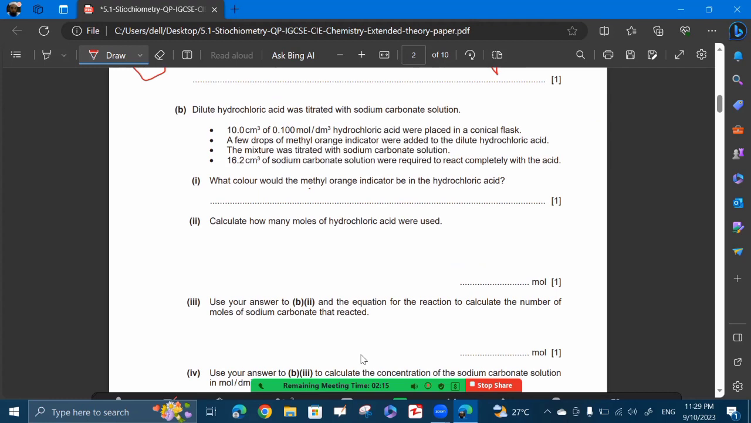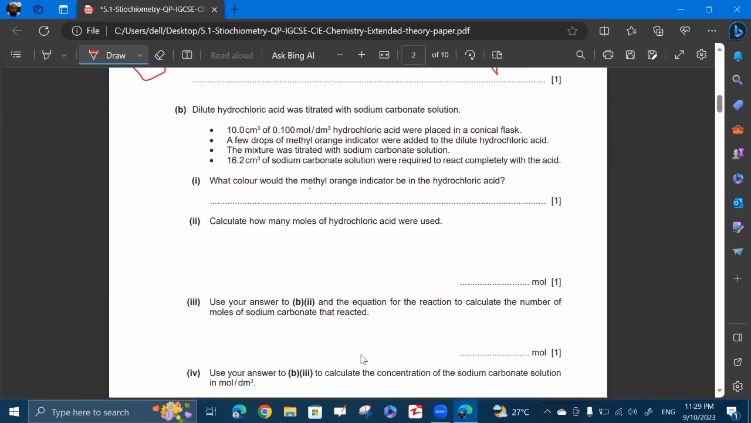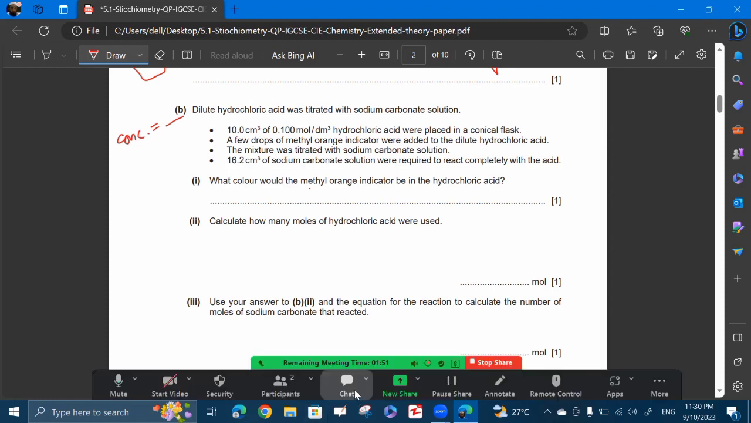Next, dilute hydrochloric acid was titrated with a sodium carbonate solution. 10 cm cube of hydrochloric acid of this concentration was placed in the conical flask. Remember that. What is concentration? Concentration means how much solute it contains. When we compare two things, if it contains more water, we call it dilute, and if it contains less water, we call it concentrated. But when we have to calculate and tell someone how much concentration it has, how much solute it has, then we have to measure it.